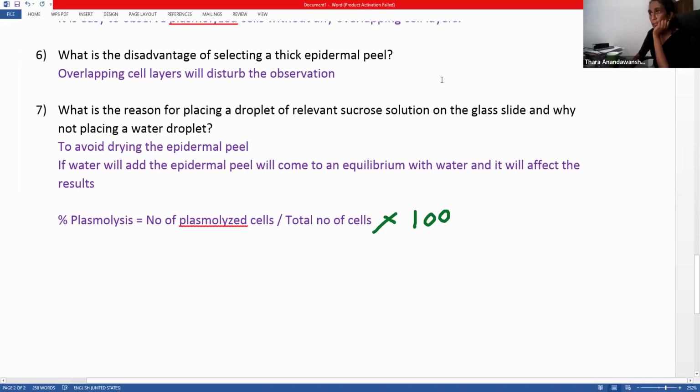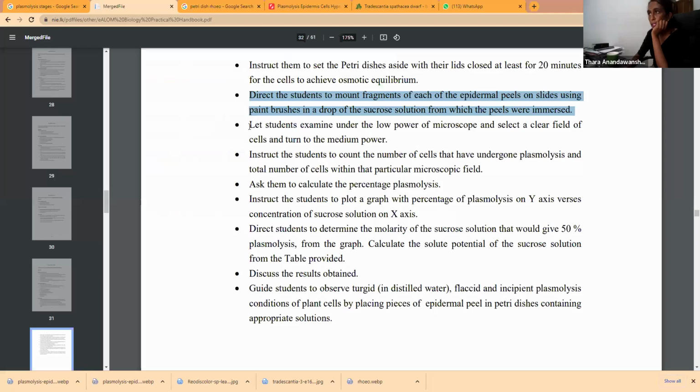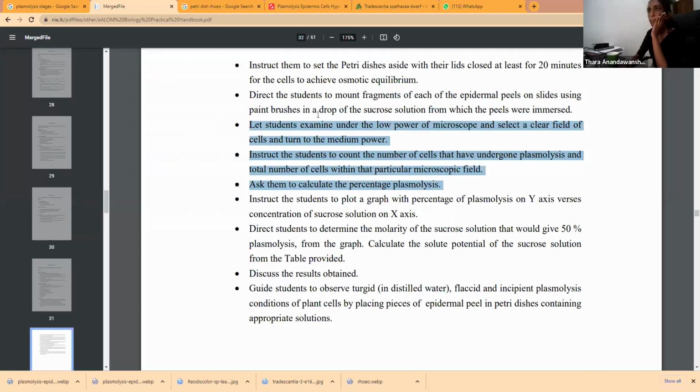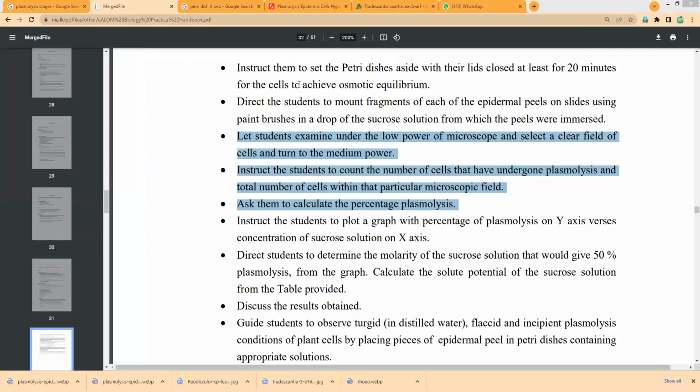Now I'm going to the practical book again. Now read these sentences up to this. Can you see it clearly? Today I'll be finishing at 9 o'clock. Next day I'll give more time.